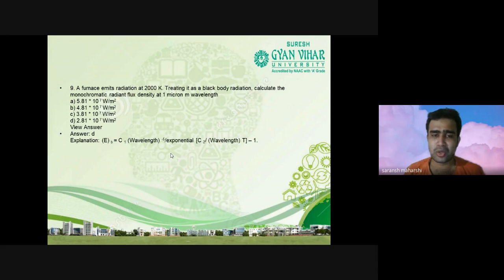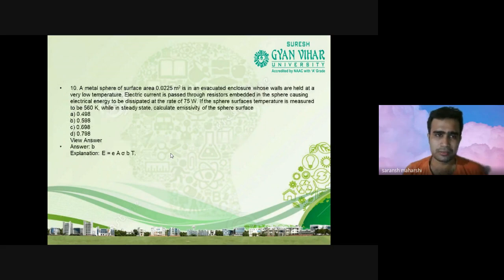is equal to C1 λ⁻⁵ divided by exp(C2/λT) minus 1. When we put the values in this formula for black body radiation for a monochromatic radiation flux, we get the result 2.81 × 10⁷ watt per meter square. So the correct answer is option D, 2.81 × 10⁷ watt per meter square.